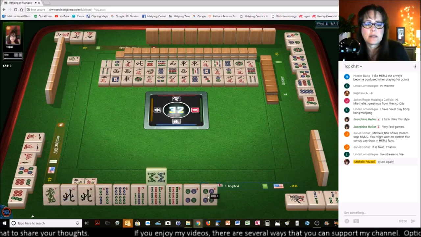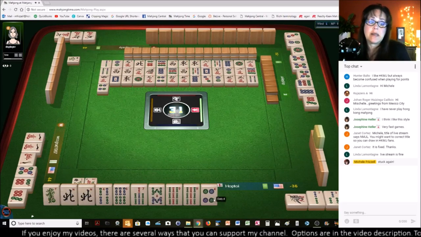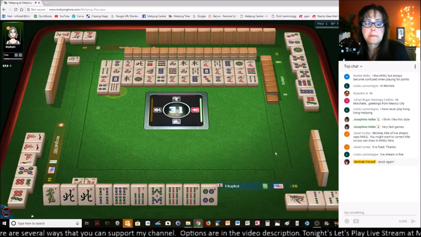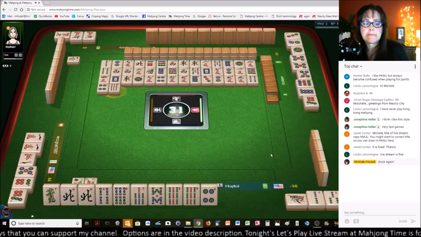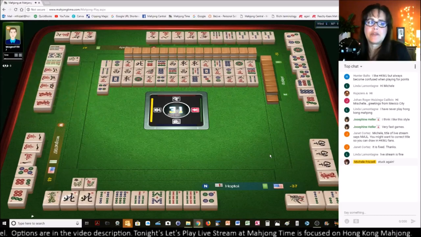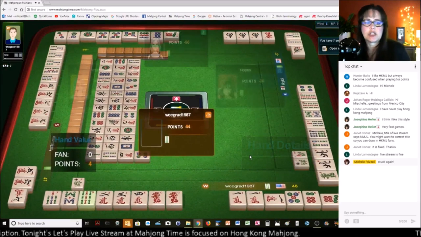Four bamboos. Four dots. Okay, I got lucky. And we picked up a tile. Nine bamboos. Pung. Mahjong. Aww. That would have gotten us out of a big, big trench.